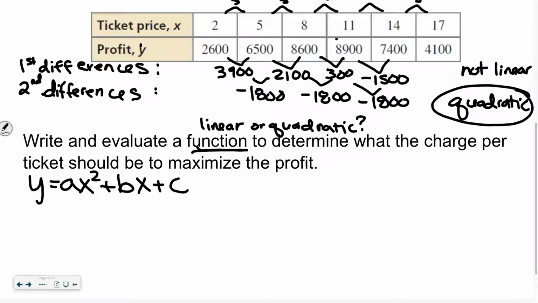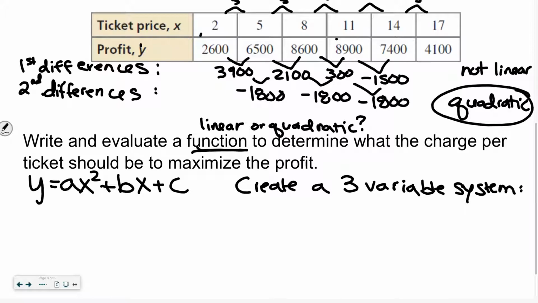No, because if we had the y-intercept, we would have a table value for x equals 0. So we don't even know what c is. So the only things we know are x's and y's. So we're going to create a 3-variable system. You can pick any 3 points from your set of data that you want.